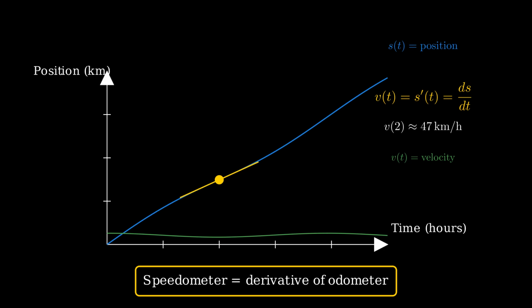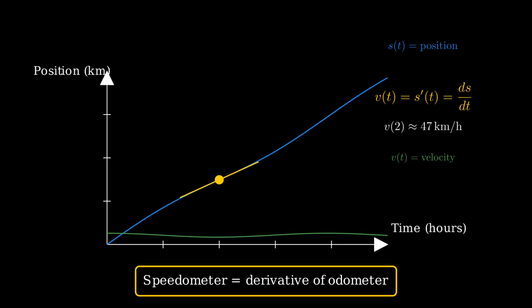Now zoom into any single point on that curve. Draw a line that just barely touches it, a tangent line. The slope of that line is your instantaneous speed. That's it. That's the derivative. Formally, we write it as ds over dt. The rate of change of position with respect to time.